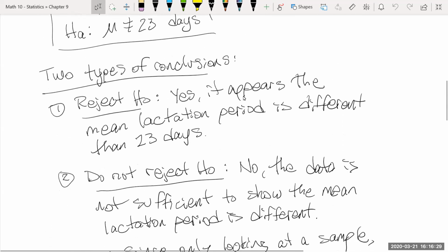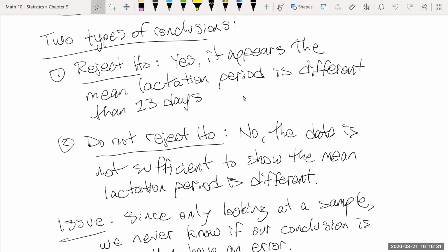All right, now there's going to be two types of conclusions that we can have. When we get to the end of our hypothesis test, we're either going to reject the null hypothesis and answer something along the lines of, yes, it appears the mean lactation period is different than 23 days. The other type of conclusion is we do not reject the null hypothesis. And in that case, we'd say, no, the data is not sufficient to show the mean lactation period is different. Notice in both conclusions, we always state the conclusion in terms of what the alternative hypothesis was. We don't state it in terms of the null.